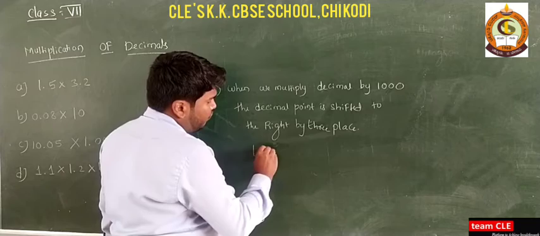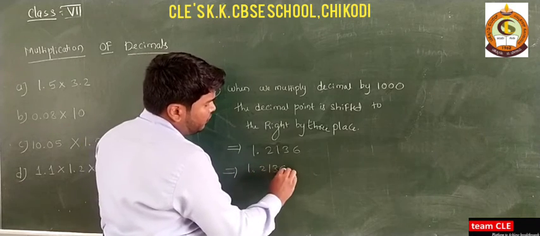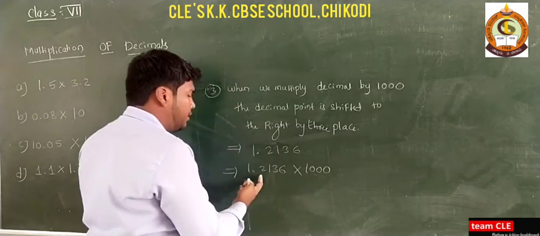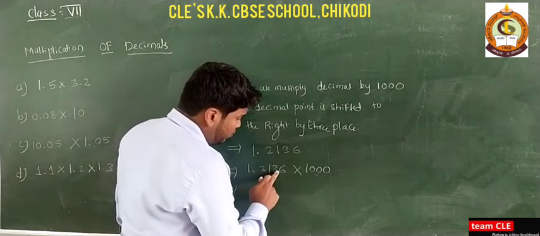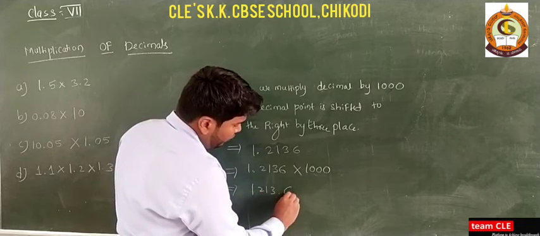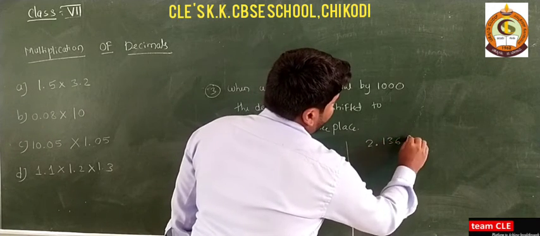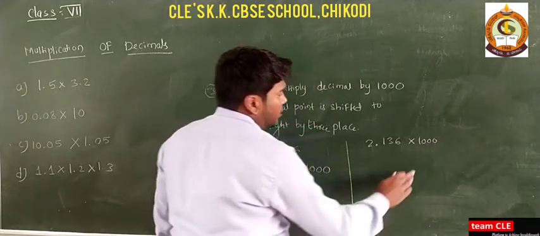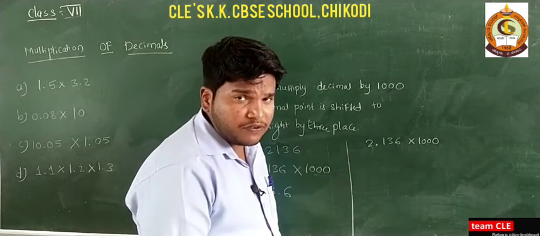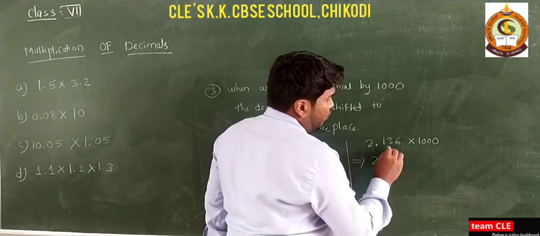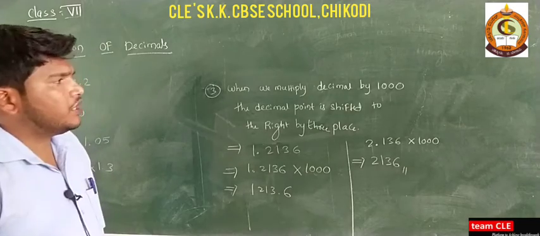Let me choose 1.2136 and multiply it by 1000. Whenever I multiply a decimal number by 1000, the decimal point shifts by 3 places: 1, 2, 3, so it is 1213.6. Similarly, take 2.136 into 1000. Shifting the decimal point by 3 places to the right, 1, 2, 3, gives 2136 as the required answer. These are the rules of multiplication of decimals.